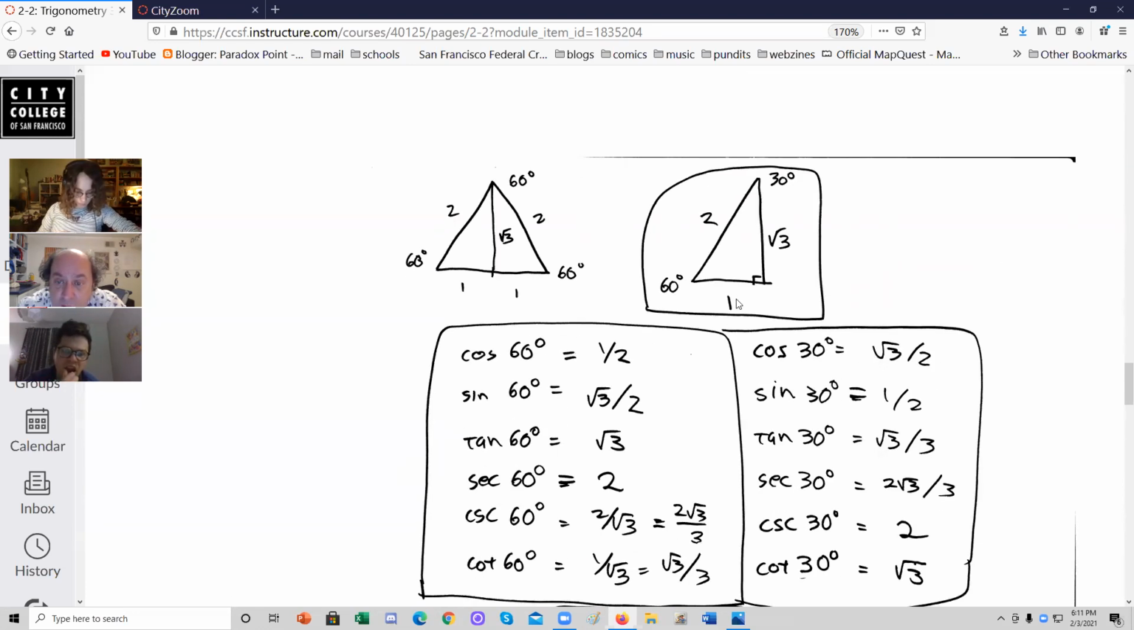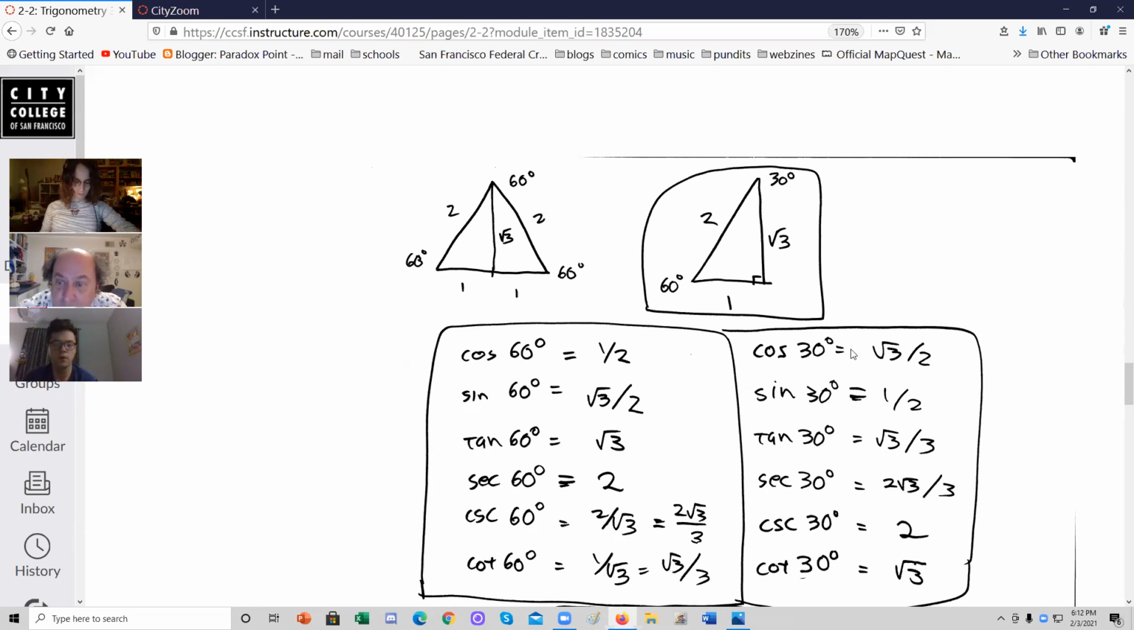Cosine 60 is adjacent over hypotenuse, 1/2. Sine of 60 is opposite over hypotenuse, root 3/2. Tangent of 60 is opposite over adjacent, root 3 over 1 is root 3. Then the other three are reciprocals. Secant is reciprocal of cosine, reciprocal of 1/2 is 2. Cosecant is reciprocal of sine, and the reciprocal of this is 2 over root 3, which you can rewrite as 2 root 3 divided by 3. And cotangent of 60 is 1 over tangent of 60, and that'd be 1 over root 3, which is root 3 divided by 3.